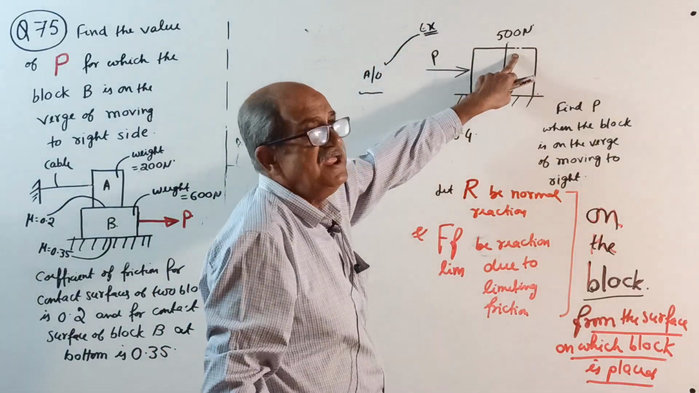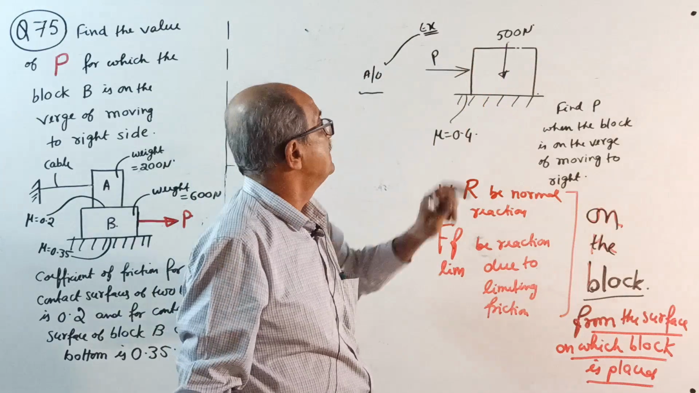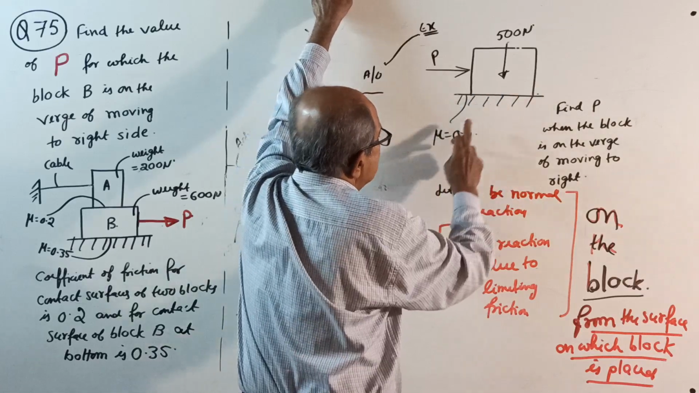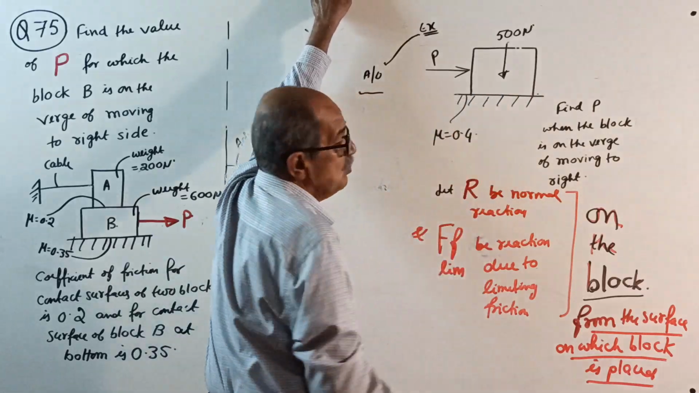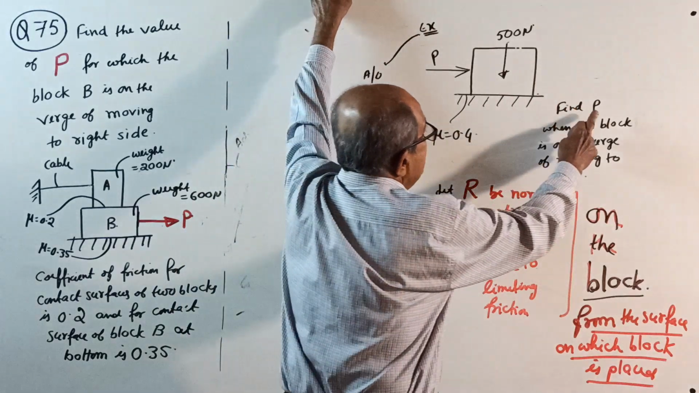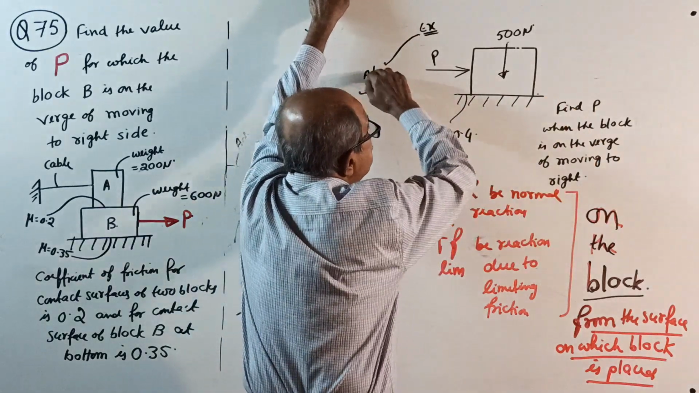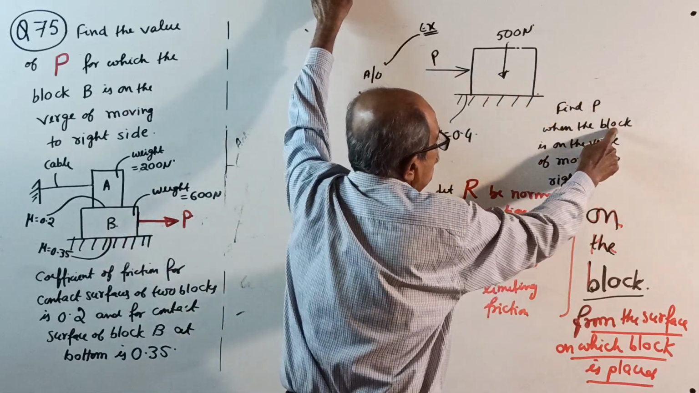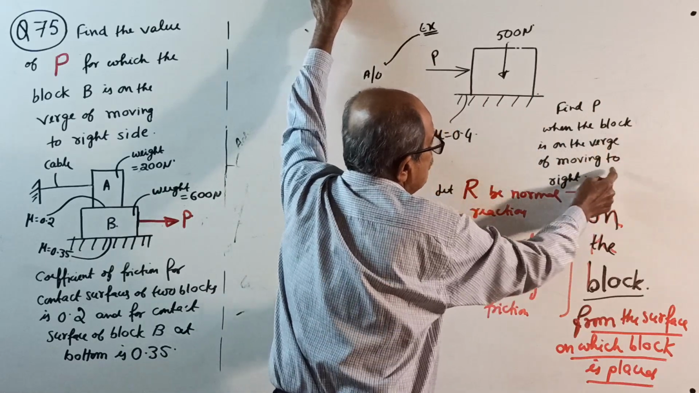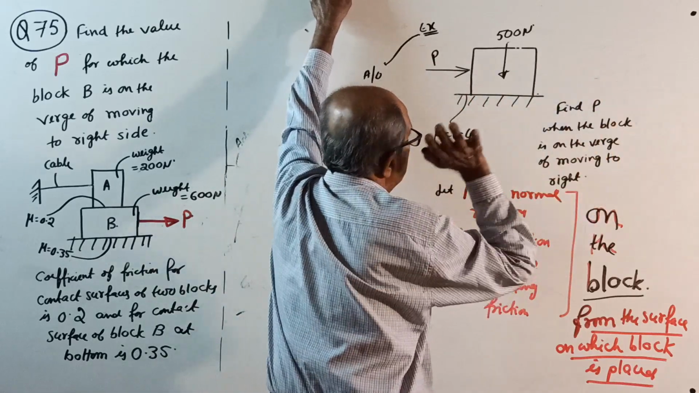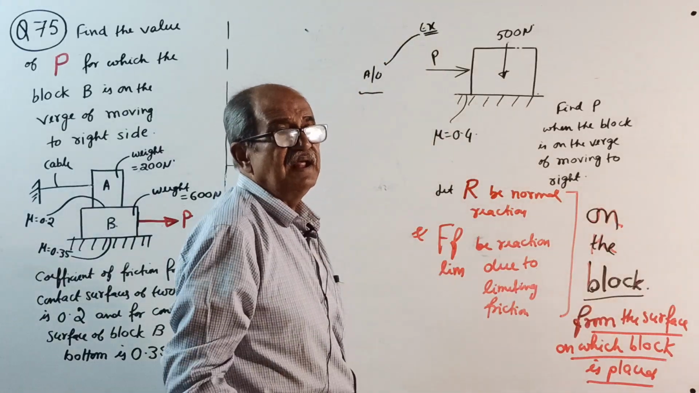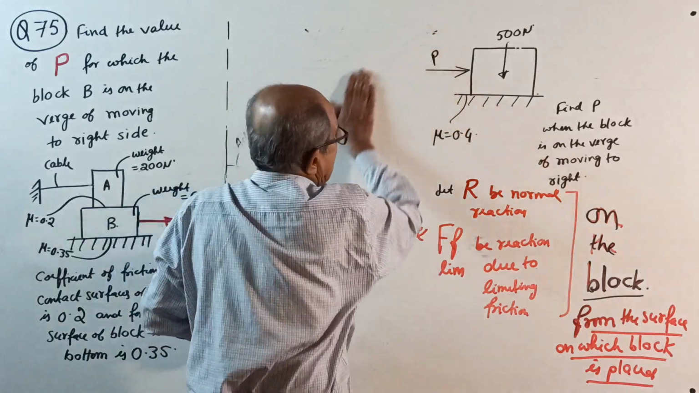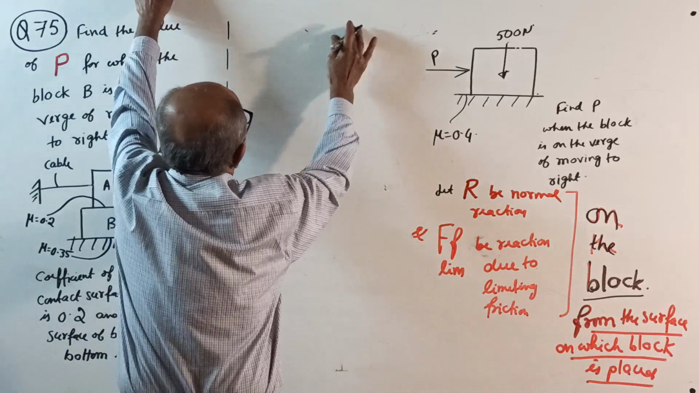Consider a block weighing 500 Newton, placed on a rough horizontal surface with coefficient of friction 0.4. A force P is applied to the block. Find the value of P when the block is on the verge of moving to the right side. Don't memorize the right side; it can be the left side. Here, right side. First I will solve this question.